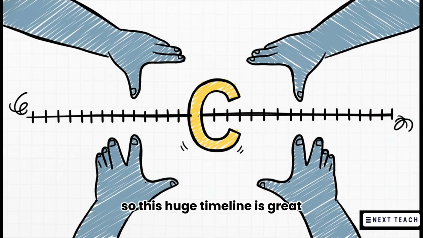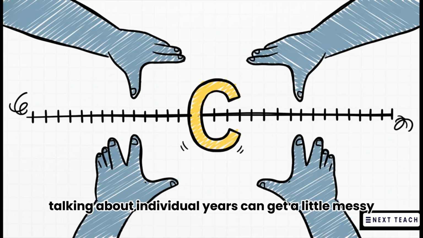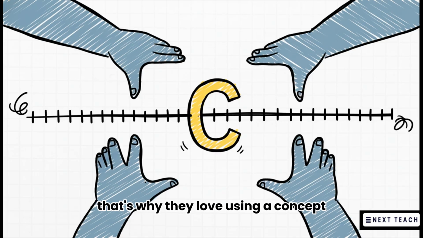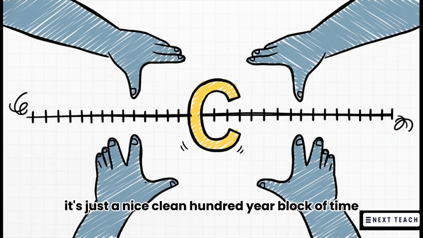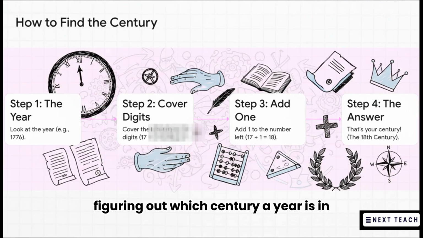So this huge timeline is great, but sometimes historians need to talk about time in bigger chunks. Talking about individual years can get a little messy. That's why they love using a concept you've definitely heard of, the century. It's just a nice, clean 100-year block of time. Now, here's a fun fact. Figuring out which century a year is in can actually trip people up. But there's a super simple trick for it.